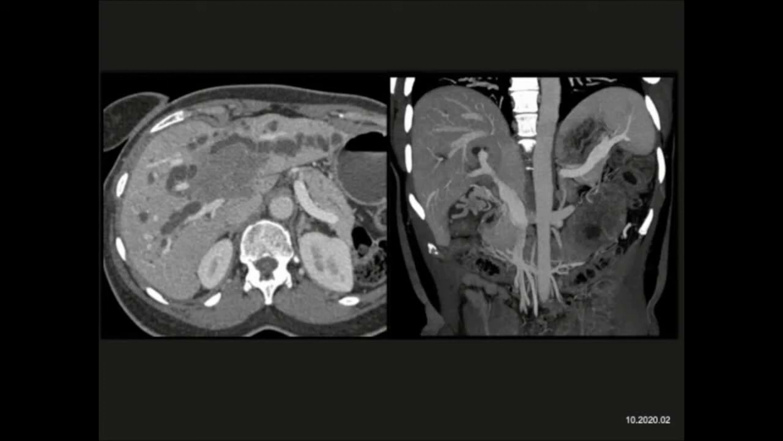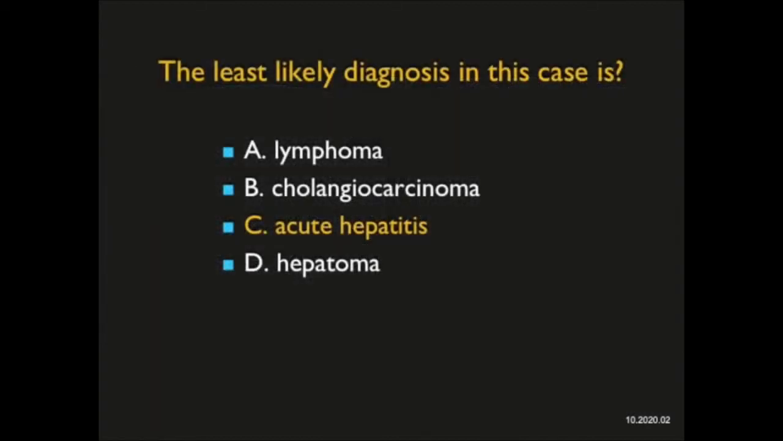The one thing this is not is simply hepatitis. Hepatitis can cause textural change, but it doesn't cause the mass effect like this. You can see acute hepatitis compressing and stretching arterial structures and even at times venous structures, but not this encasement. This, in fact, was lymphoma. My second choice would have been cholangio. Third and distant choice would have been hepatoma. But the least likely diagnosis would have been acute hepatitis.